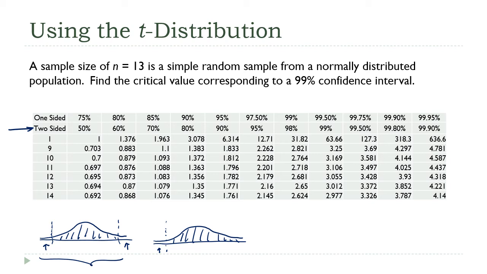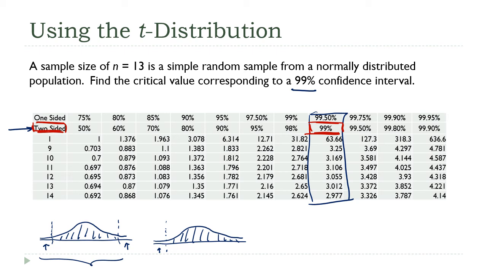And now the percentage, that is the confidence level, right? It's not alpha anymore. It is the actual confidence level. So you see up here on my question, I've asked to find the critical value corresponding to a 99% confidence interval. So I'm going to be looking in this column to get my answer, because this is the column that has 99% and is two-tailed. Okay, so now we've narrowed down the column.